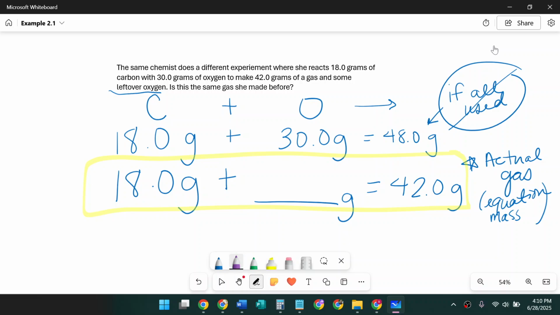You can either take the 48.0 minus 42.0 and see that we have 6 extra grams if we used all of it, which means those 6 extra grams must be the leftover oxygen. So 6 grams of the oxygen weren't used. And then I could take the 30 and subtract the 6 so that I get 24. You can also start with this equation, and you can say, I have 42 grams of gas. I know that I used 18 grams of carbon, and so the rest of my gas must be the oxygen, and you can subtract that way.